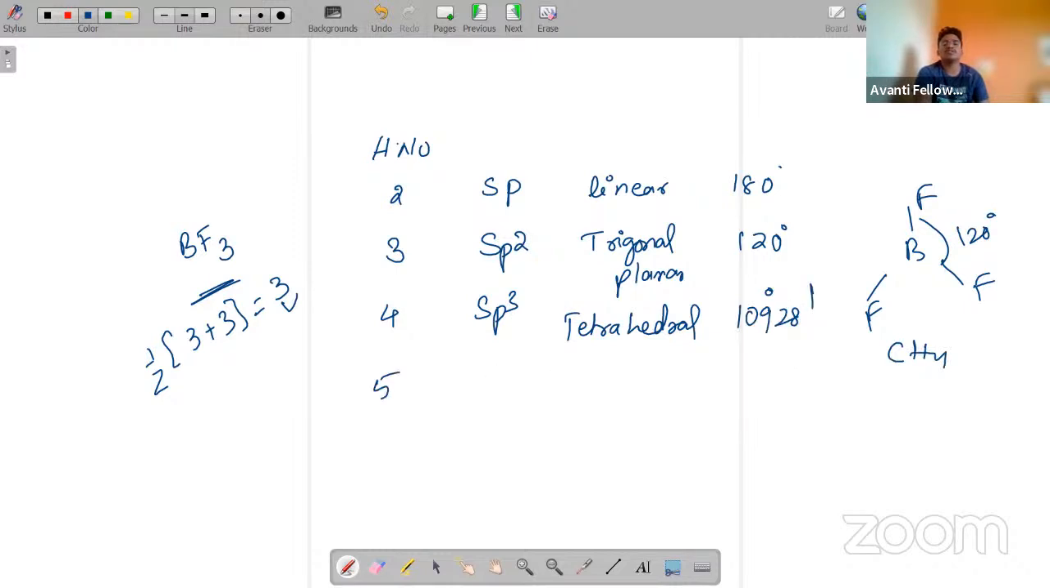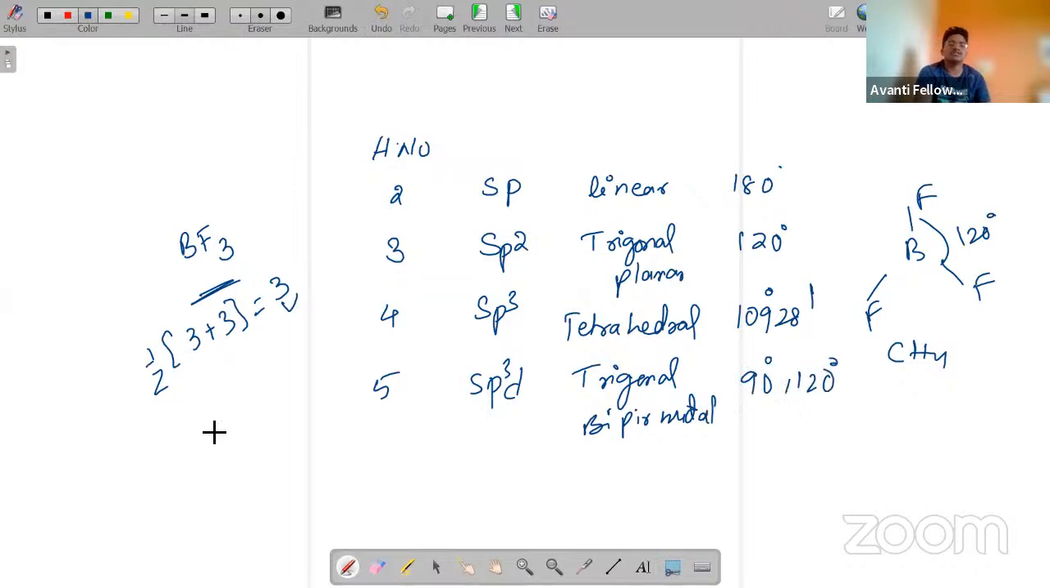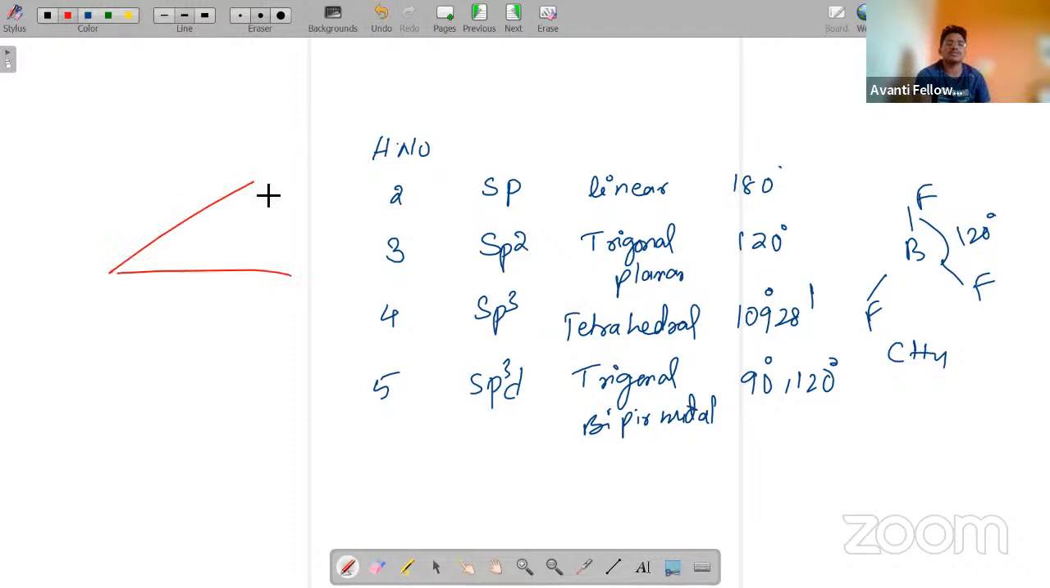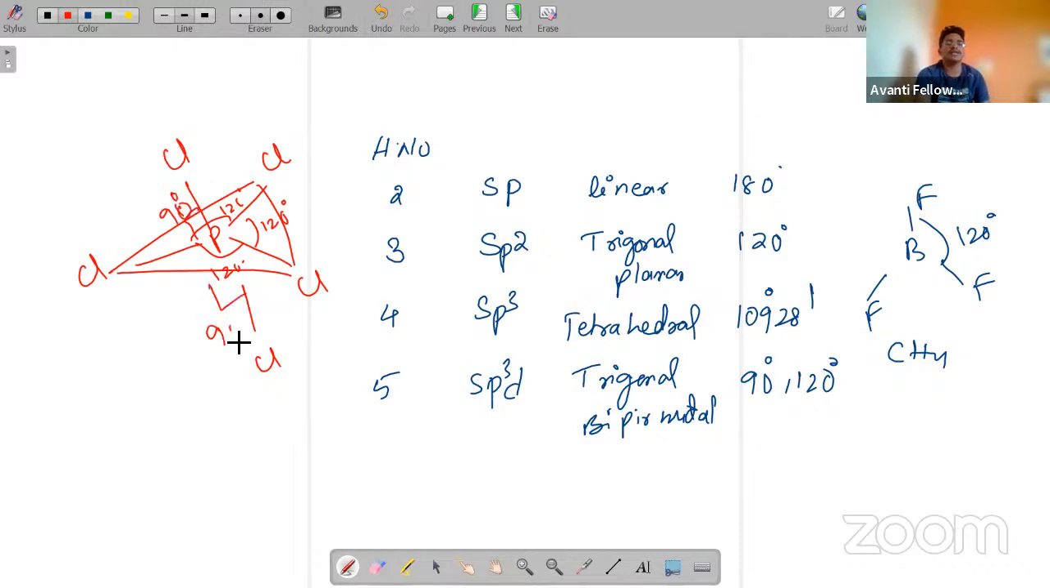If the hybridization number is 5, that is sp3d, then this is called trigonal bipyramidal. What is the bond angle here? 90 and 120. Just see, I will draw here. Phosphorus is in the center, and the chlorine atoms are at the corners. The bond angle is 120 here, 120, and 120. Another chlorine is on the top and another at the bottom, so these are 90 degrees. So 3 angles of 120 degrees and 2 of 90 degrees.